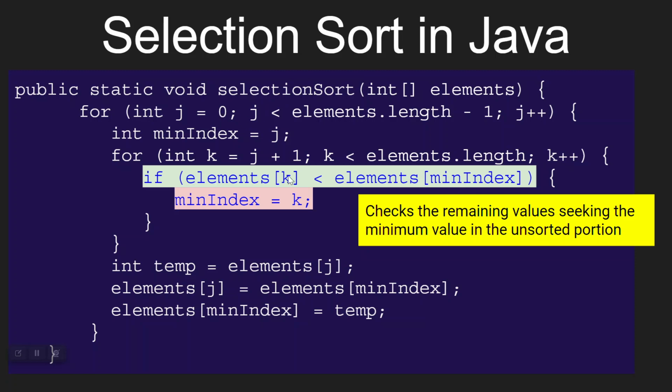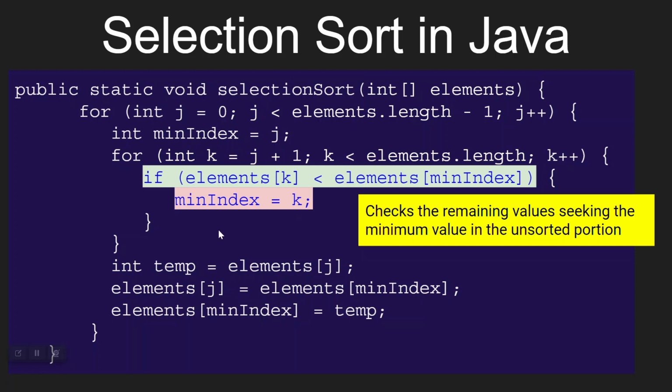Now, if we do find an additional element that is less than the element at the minimum index, then we need to change our minIndex to be k. So if we find another element that's smaller, the index of the minimum value is no longer going to be j, it needs to be k.